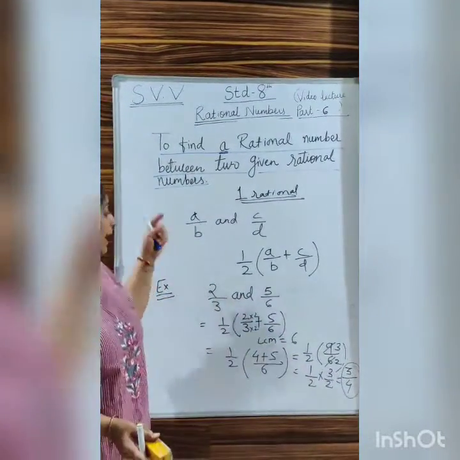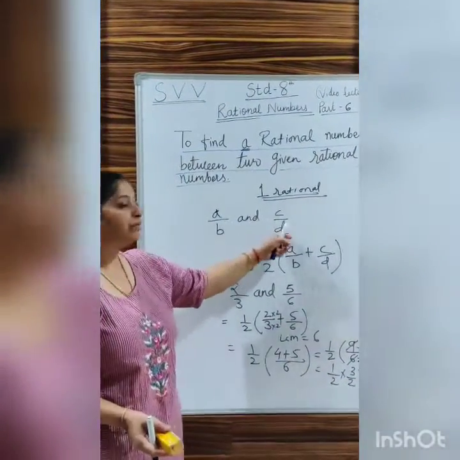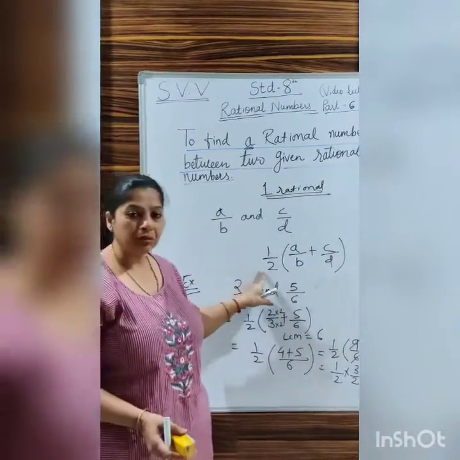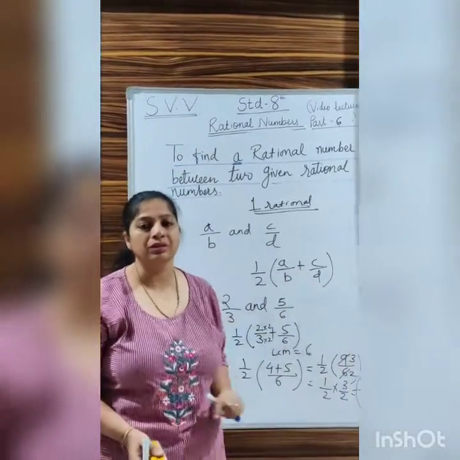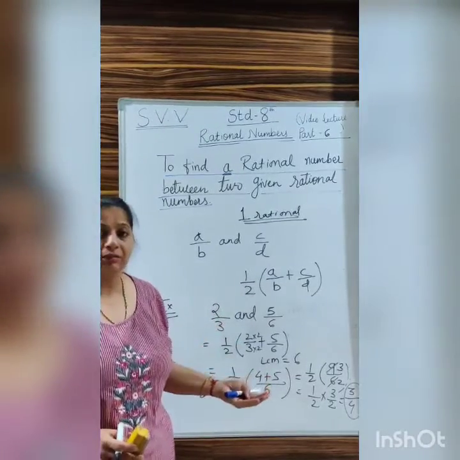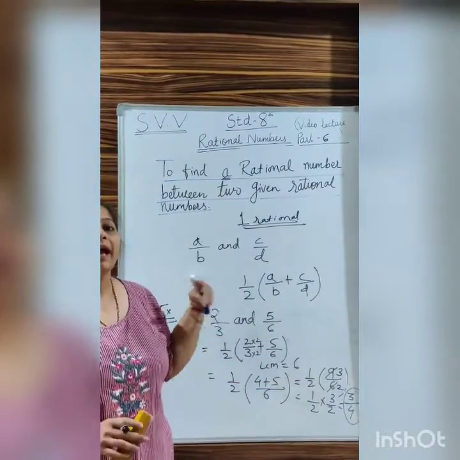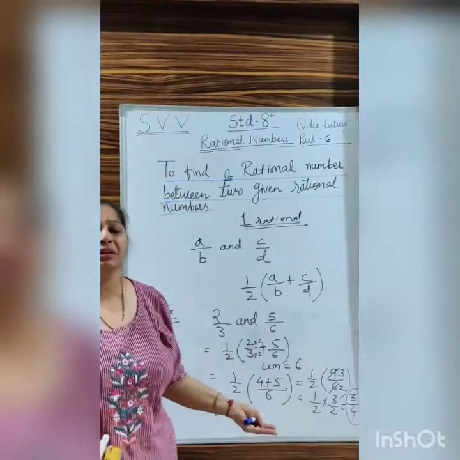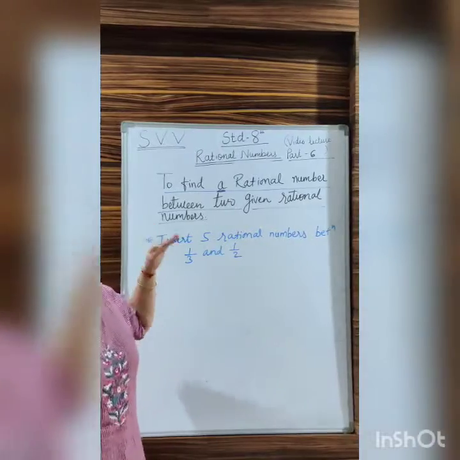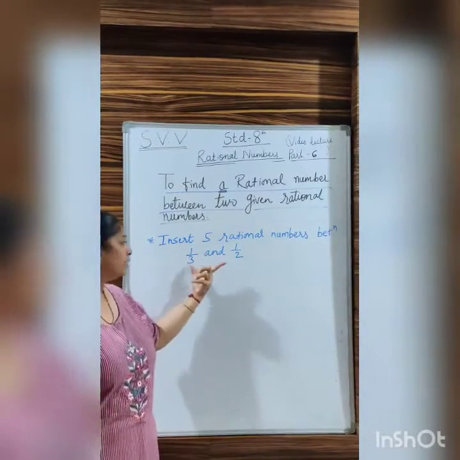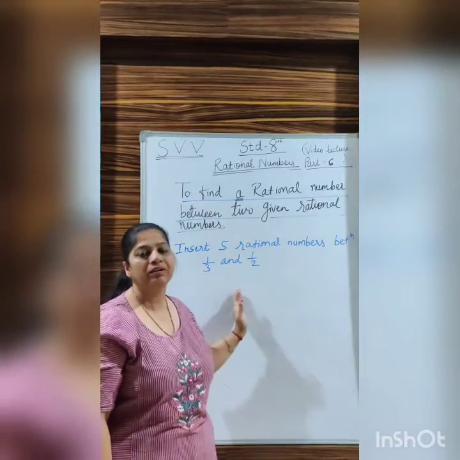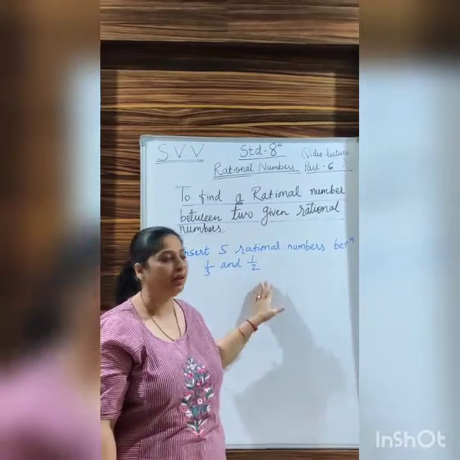So we can find any rational number between the given two rational numbers with the help of the formula, that is 1 by 2 times the sum of both rational numbers. Now we have to see how we can find 10 rational numbers, 5 rational numbers, and 100, it means infinite rational numbers between the two. Now we will see how to insert more than one rational number between the given two rational numbers, because we know that there are infinite rational numbers between two given rational numbers.